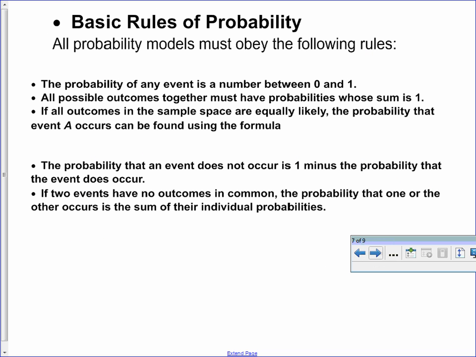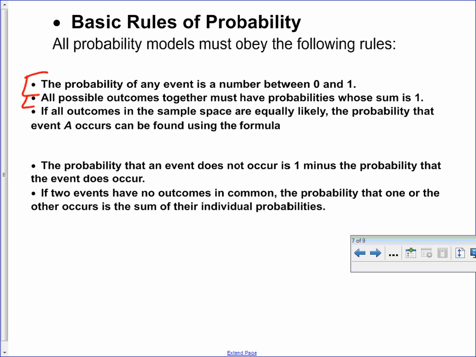All probabilities must obey the following rules. The probability of any event is a number between 0 and 1. All possible outcomes together must have probabilities whose sum is 1. And this is a big one. This is going to appear on the AP exam. They'll say, is this a valid probability model? And here are all possible outcomes. And if the outcomes don't add up to 1, it is not a valid probability model.